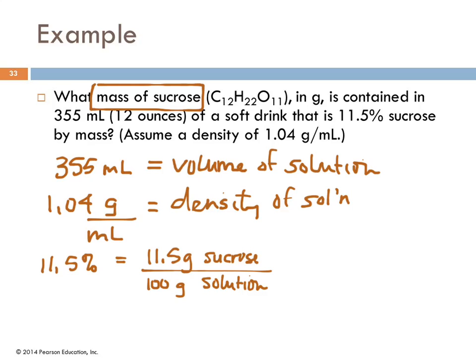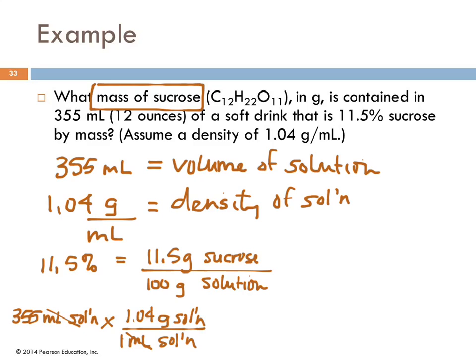So we'll start with the 355 milliliters of solution. And I don't want milliliters of solution, I want to get to grams. This has milliliters. This says that our solution is 1.04 grams of solution per 1 milliliter of solution. So then the milliliters of solution cancel out. This is progress. And then we can use our percent, 11.5 grams sucrose per 100 grams of solution, and put that in here so the units work out.